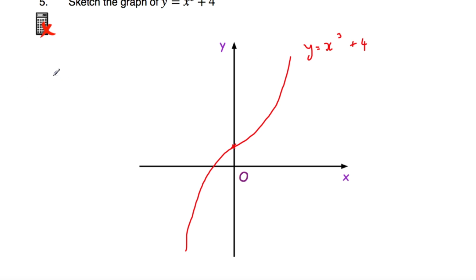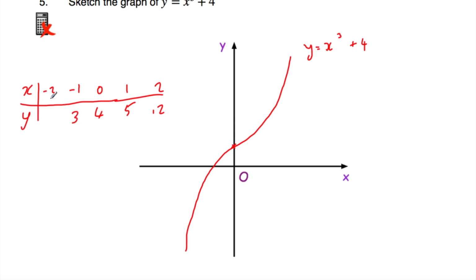Alternatively, you could have just created a new xy table yourself and chosen some x coordinates such as negative 2, negative 1, 0, 1, 2. And you could have then cubed them all and then added 4. So 2 cubed is 8, add 4 is 12. 1 cubed is 1, plus 4 is 5. 0 cubed is 0, plus 4 is 4. Negative 1 cubed is negative 1, plus 4 is 3.